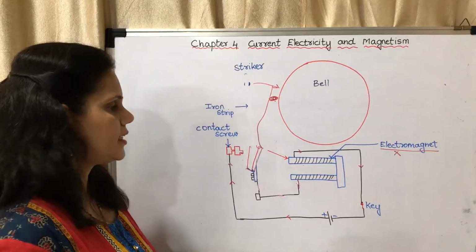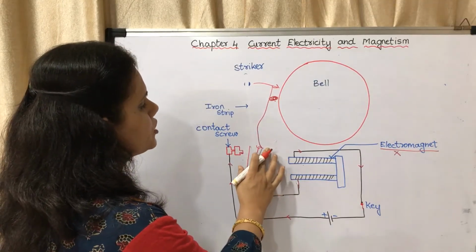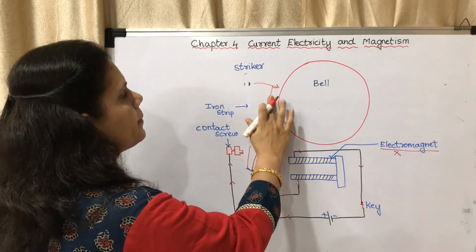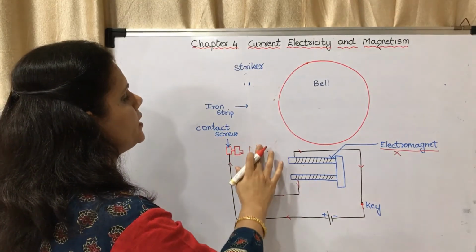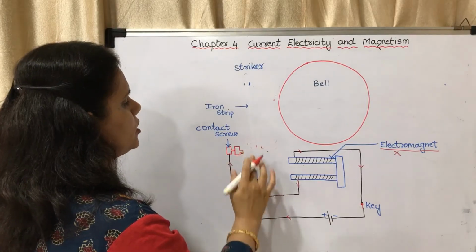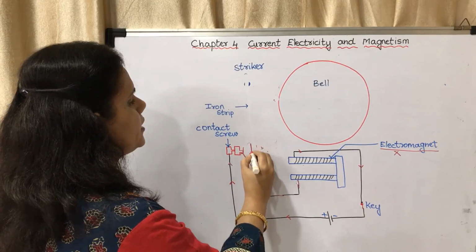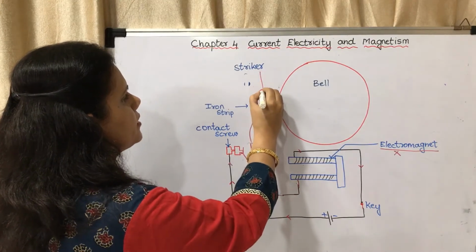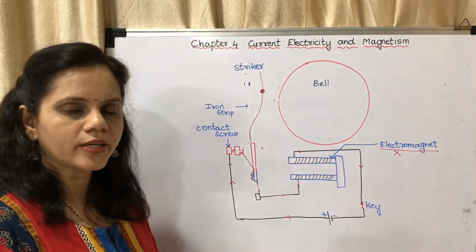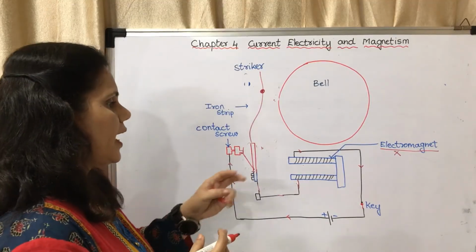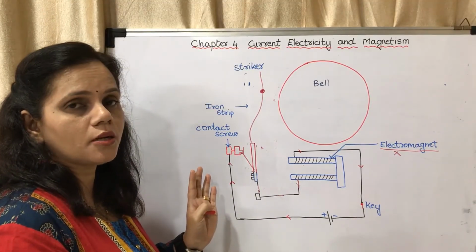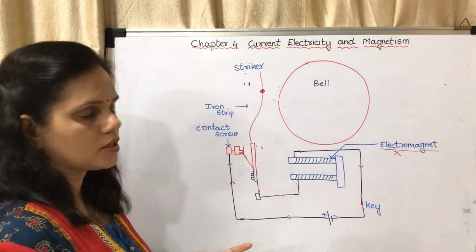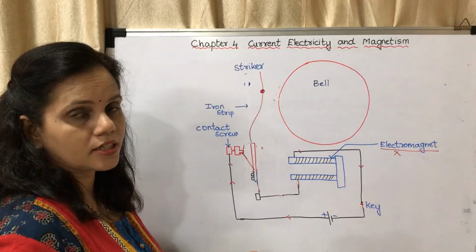Now when it cannot act as an electromagnet, that attraction is not there. So what will happen? This will come back to its original position, and the striker will come back to its original position. As soon as it comes back, again there is contact, but the switch is continuously on.